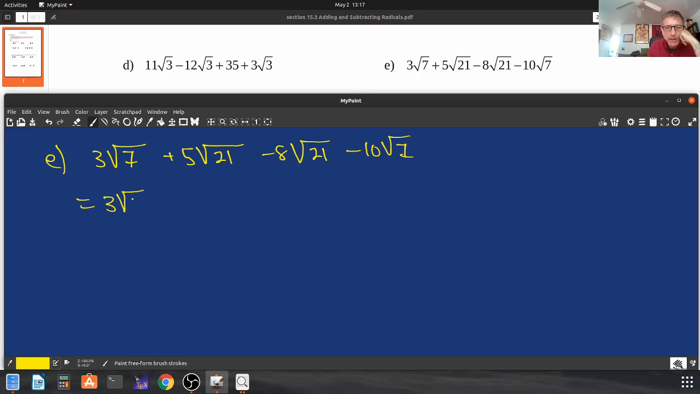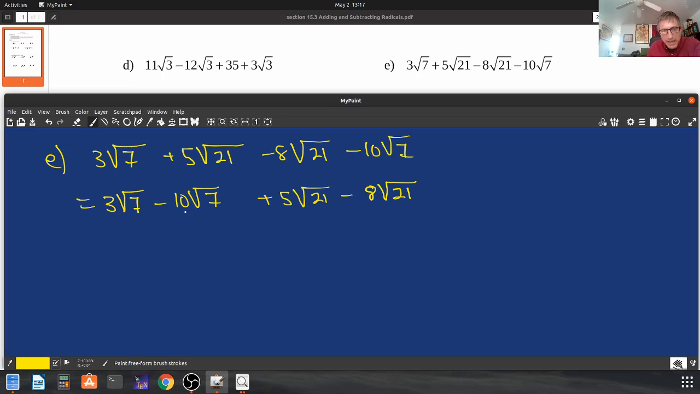So my like radicals are the square root of 7s and the square root of 21s. And I know you might be realizing, well, 21 is 7 times 3. Is there any way I can convert that? And you can't. 21 is completely simplified because it's the product of two primes, and those primes are not raised to any power greater than 1.